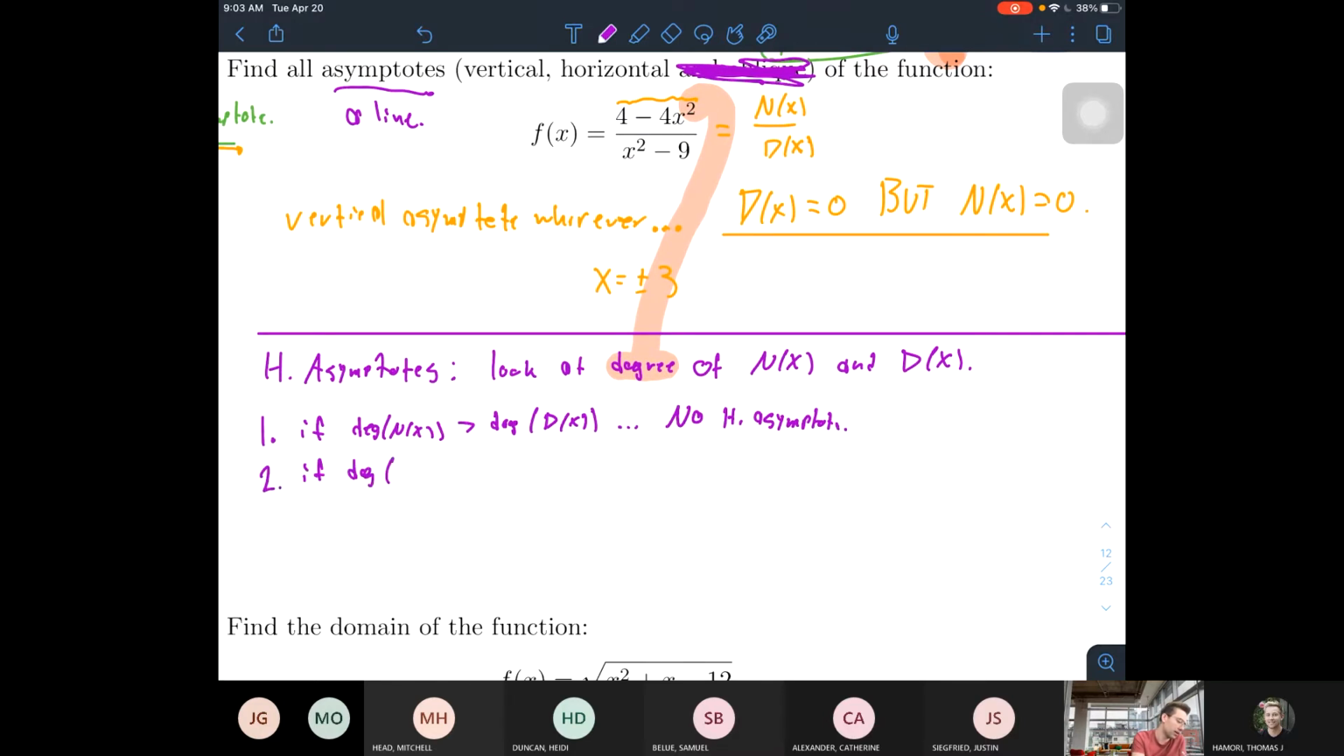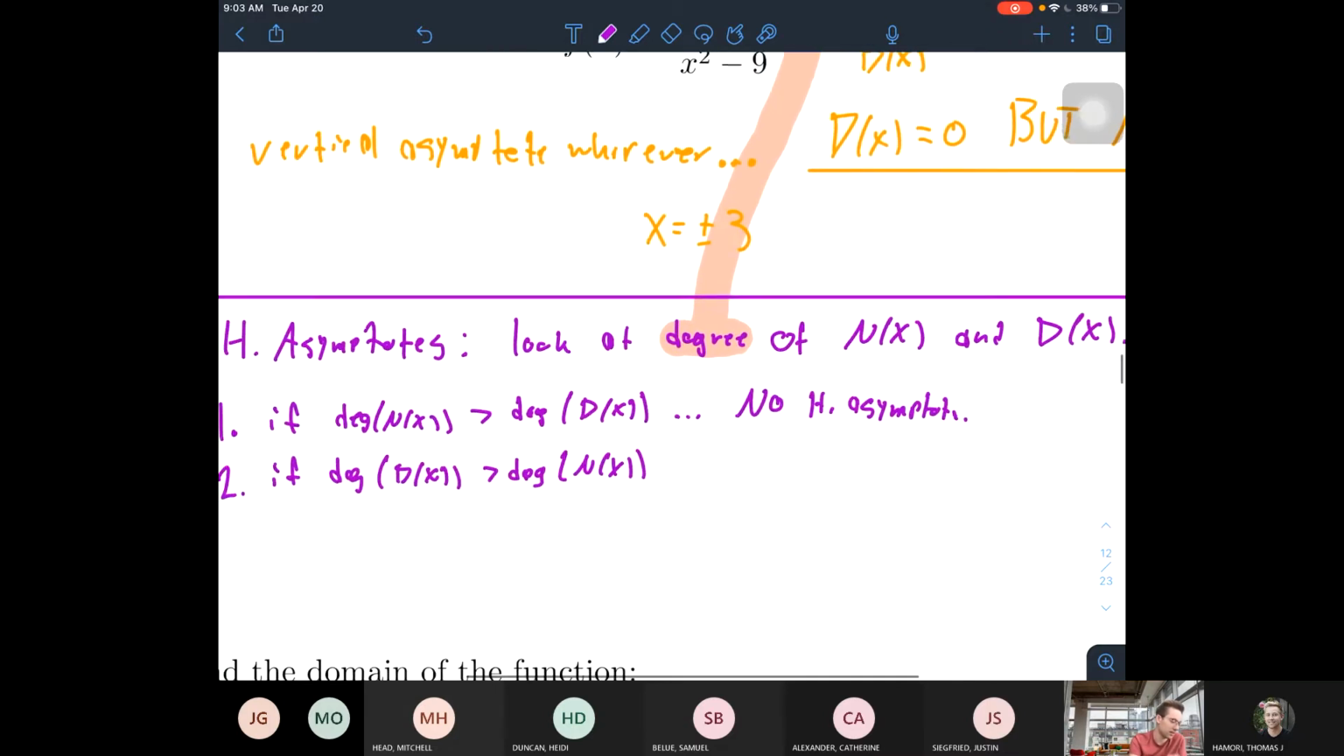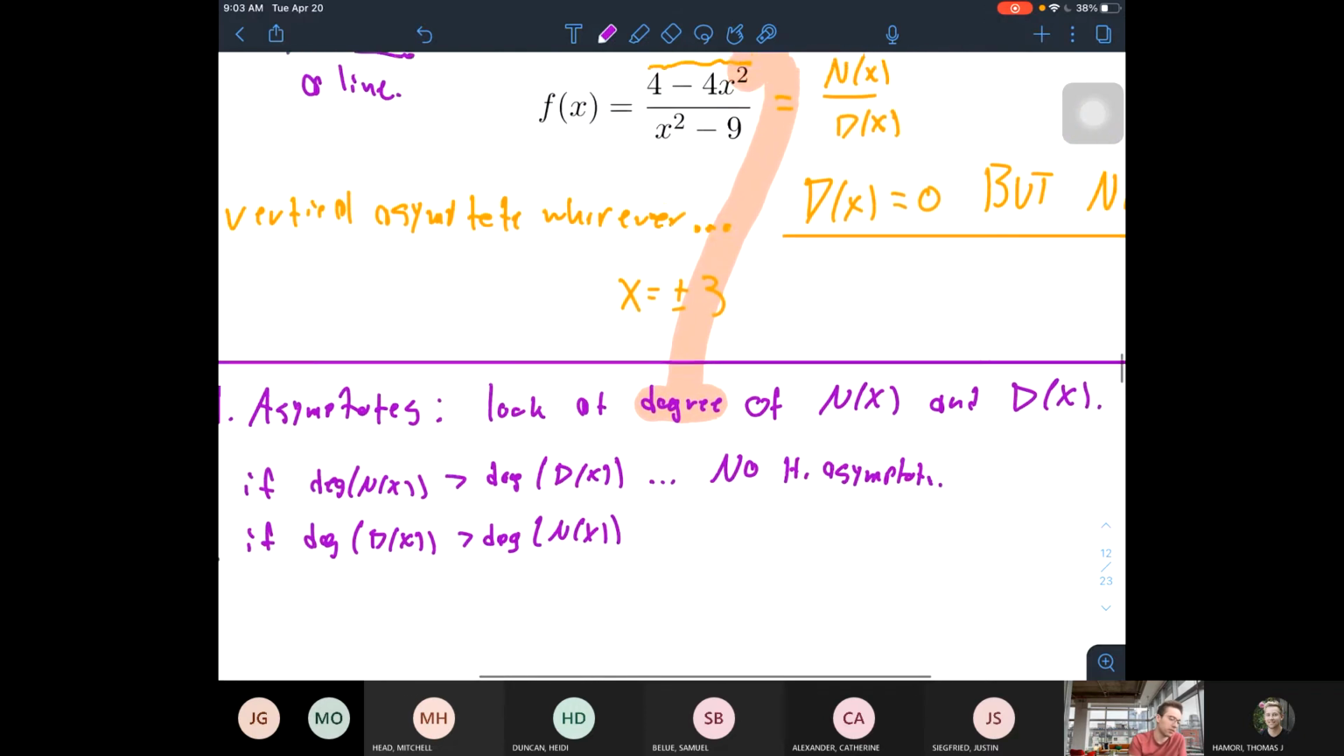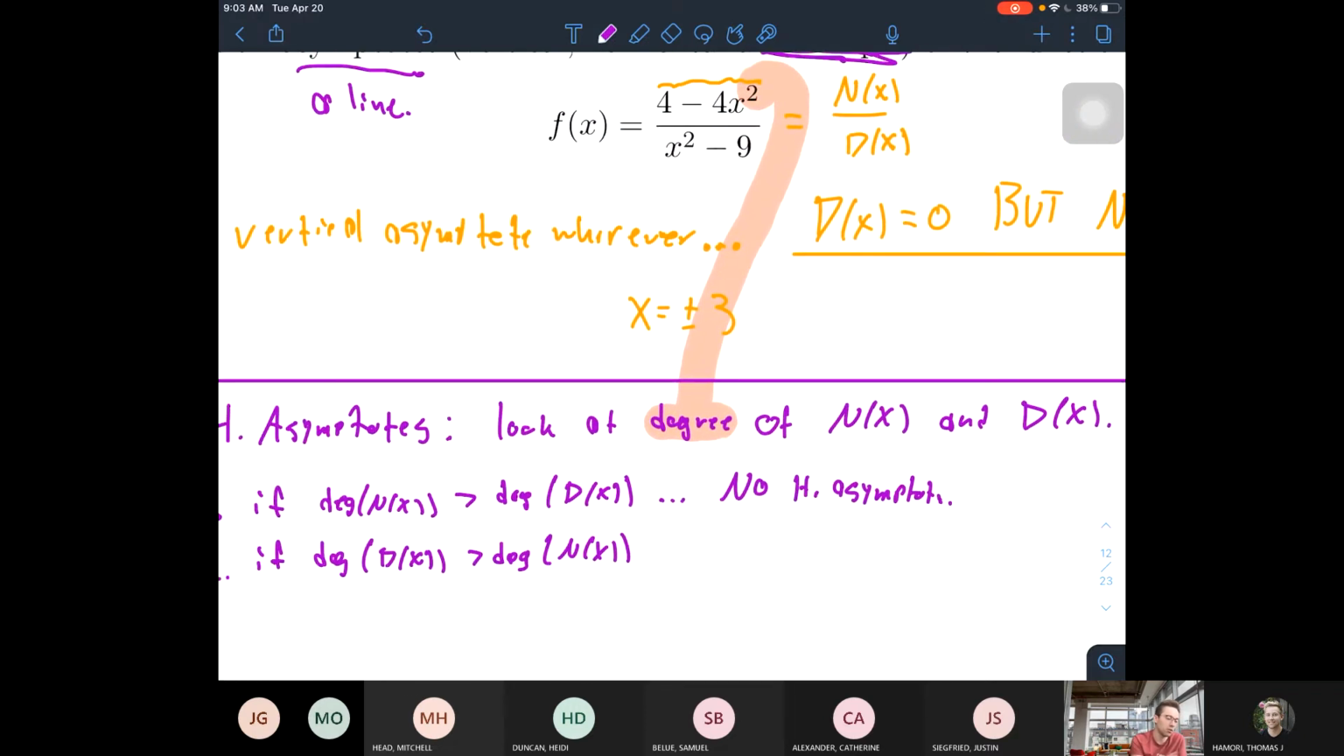Case 2: if the degree of d of x is larger. So no horizontal asymptote if the numerator is larger, because then the numerator will just outweigh the denominator ultimately, and so that will go to either plus or minus infinity.